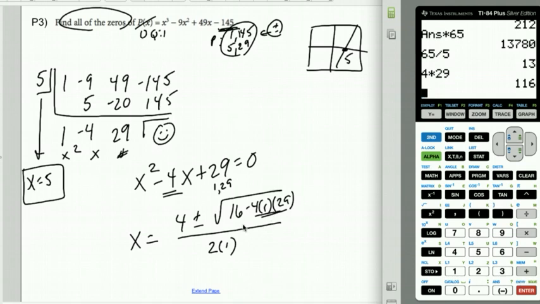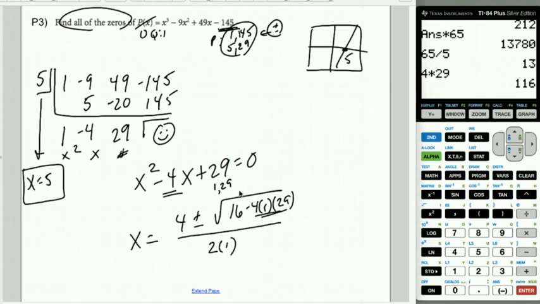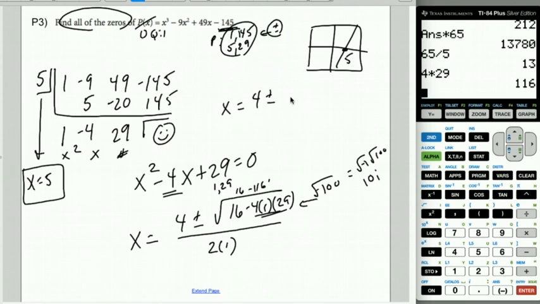So this is going to come out to be a nice number, right? Because this is going to be a 16 minus a 116, which is actually pretty nice because it's a -100, but it's still going to have an i. So this is going to be a -100 inside the root, which is the same as a root -1 times a root 100. So this is just going to be a 10i. So my answer is going to end up being x equals 4 plus or minus 10i all over 2. We can factor a 2 out of both of those, and I'm going to get 2 plus or minus 5i.